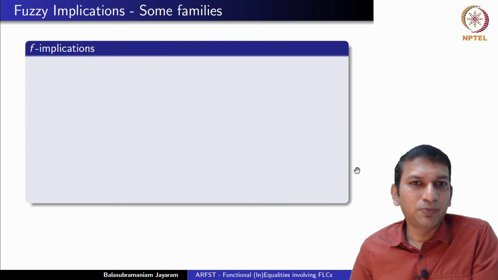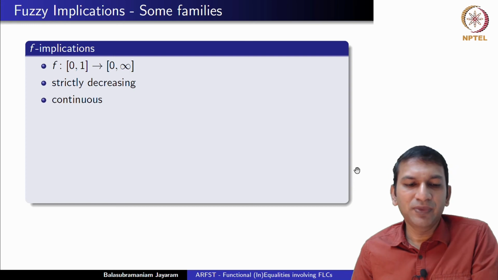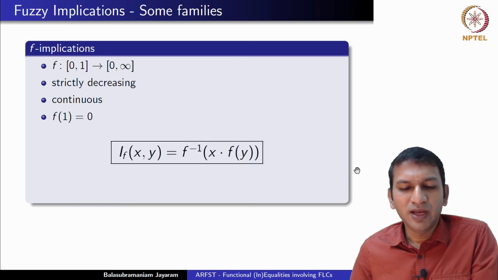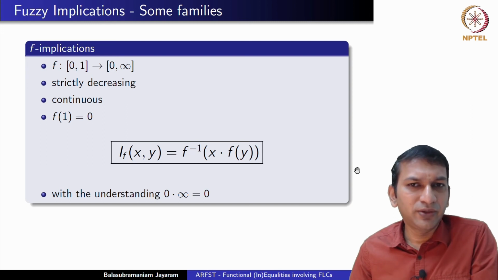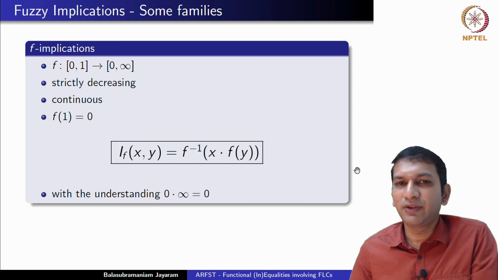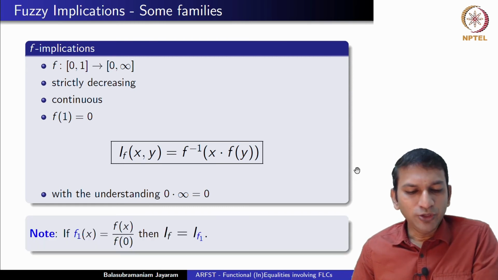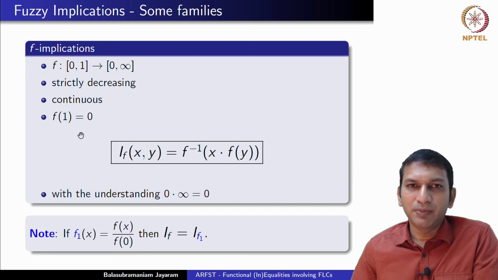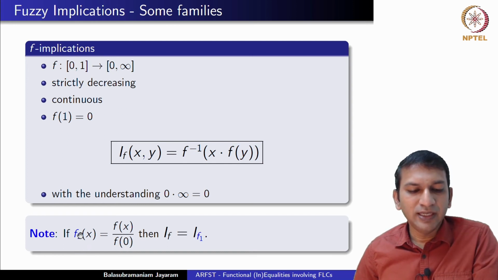F implications were obtained from additive generators of T norms. So we have a function f from 0 1 to 0 infinity, which is strictly decreasing, continuous, says that f of 1 is 0. And we have seen that if you define a function If like this, f inverse of x dot f of y, with understanding that 0 dot infinity is 0, then we have seen that this is a fuzzy implication, which we called an f implication. Now we have also seen at that time that f of 0 may be infinity or it may be finite.